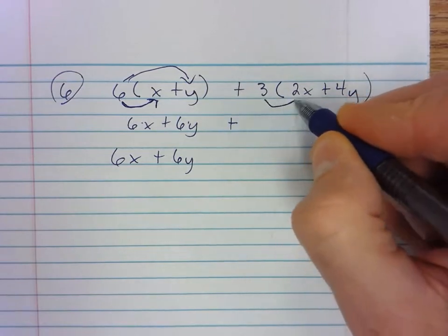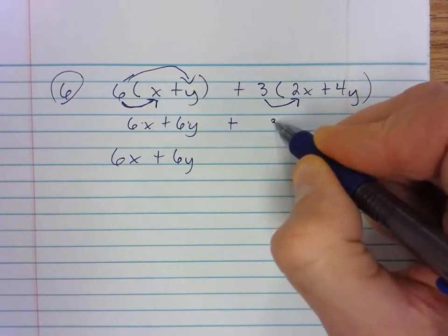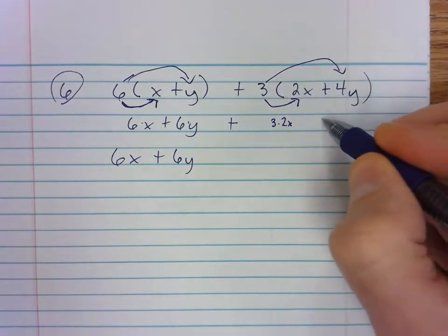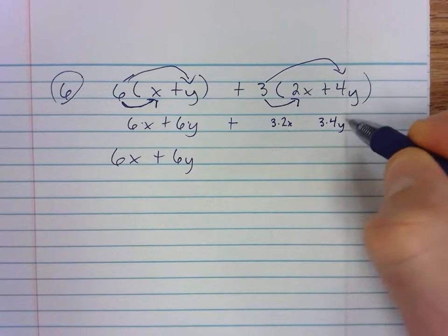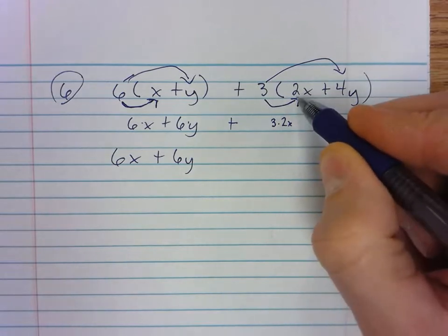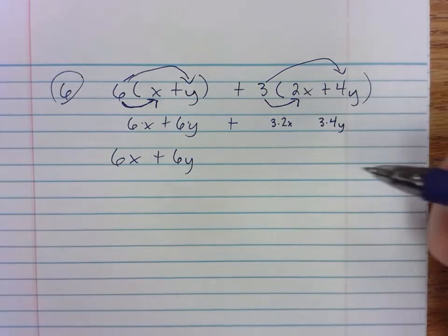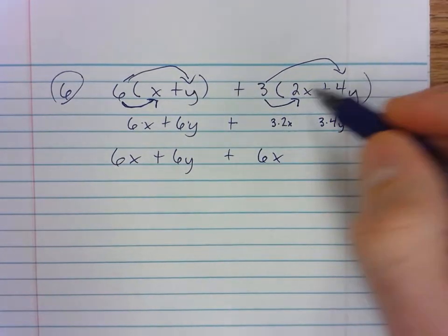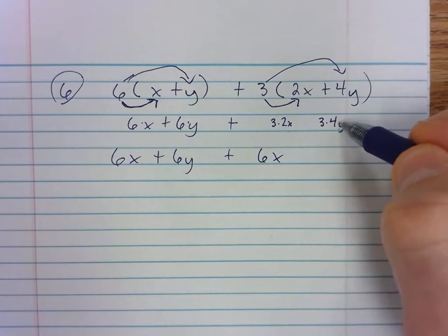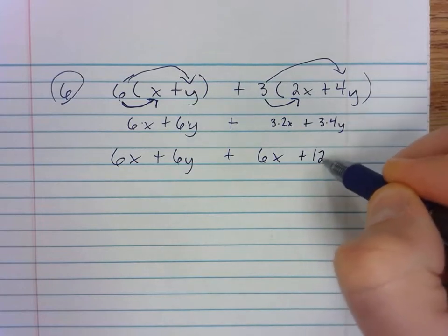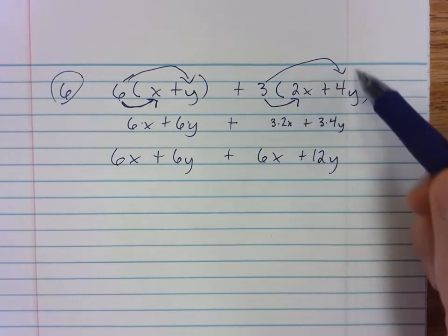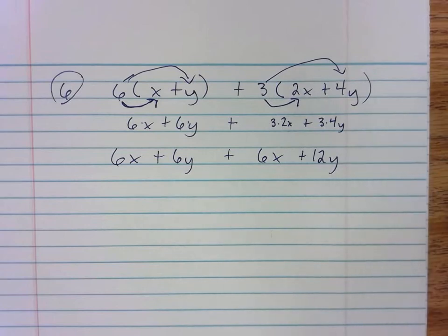Okay, we got 3 times 2x, and 3 times 4y. All right. So what's 3 times 2? First of all, 3 times 2 would be 6, and you stick the x on the end of that. Okay, so that's 6x. And then what's 3 times 4? And that, of course, would be 12, and then you stick the y on the end of that. All right, so 3 times 2x is 6x. 3 times 4y would be 12y.